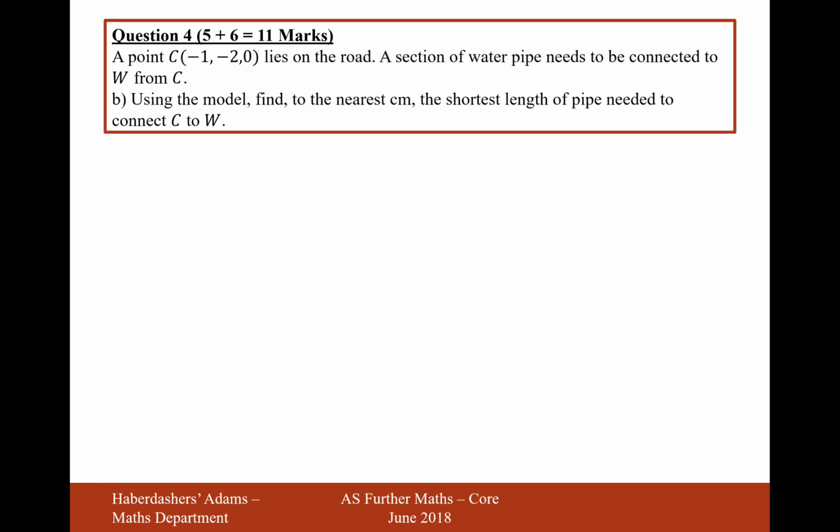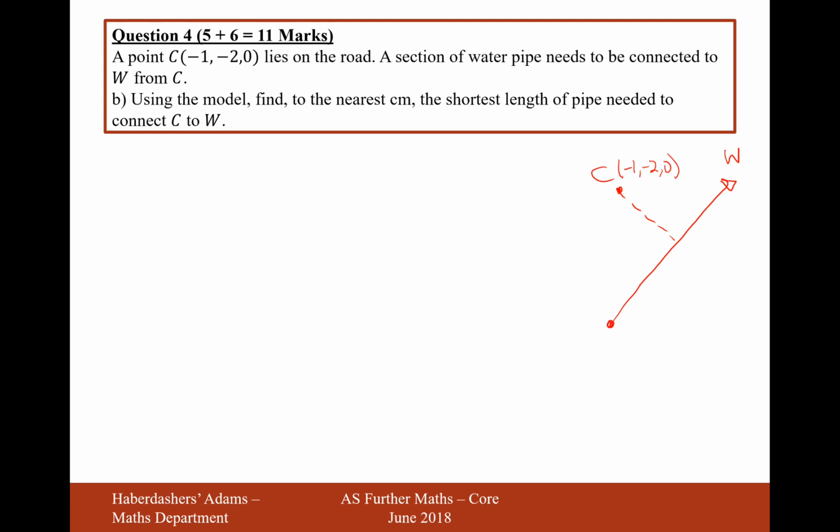Let's now move on to part b. So a point C with coordinates -1, -2, 0 lies on the road. A section of the water pipe needs to be connected from W to C. So this kind of question here is very similar: we have a straight line, we have a point, and using the model, find to the nearest centimetre the shortest length of the pipe needed to connect C to W. So we need to connect C to W there. So coordinate C is -1, -2, 0. Let's write that on.